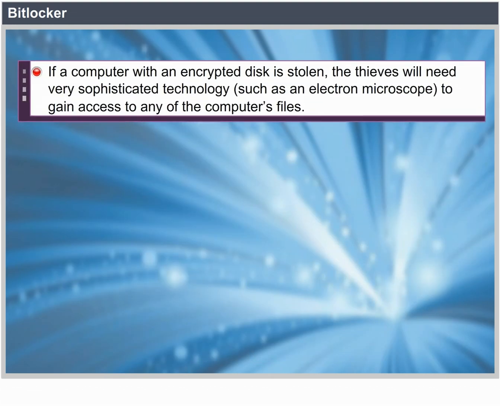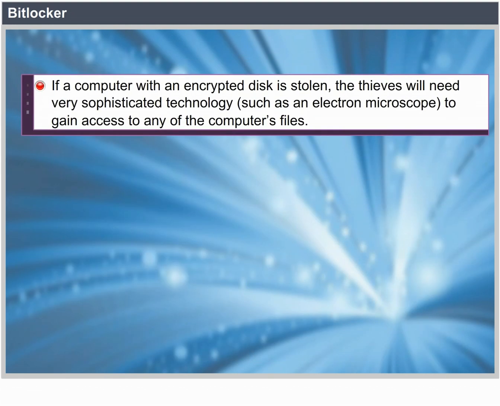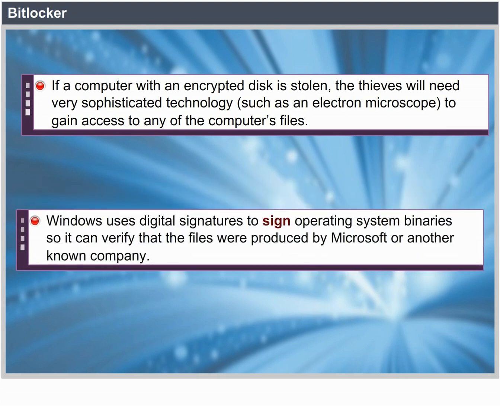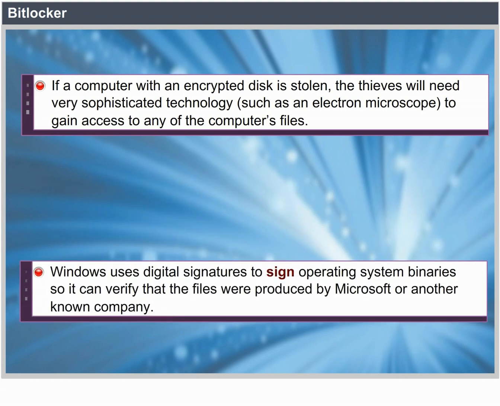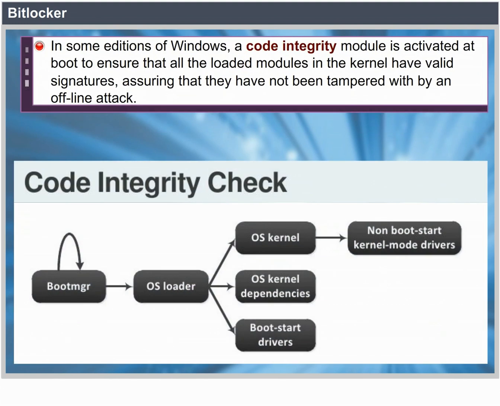If a computer with an encrypted disk is stolen, the thieves will need very sophisticated technology such as an electron microscope to gain access to any of the computer's files. Windows uses digital signatures to sign operating system binaries so it can verify that the files were produced by Microsoft or another known company. In some editions of Windows, a code integrity module is activated at boot to ensure that all the loaded modules in the kernel have valid signatures, assuring that they have not been tampered with by an offline attack.